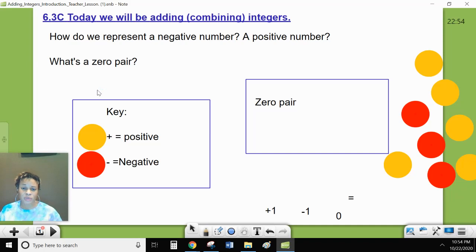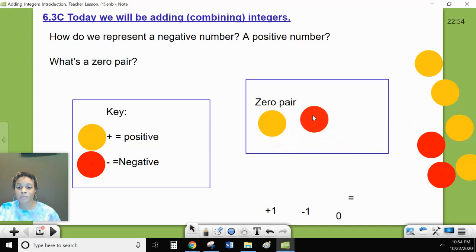There's also something else we need to know. When we combine a red and a yellow, something magical happens. Well, we just said that a yellow is positive, so a yellow represents a positive 1, and a red represents a negative 1. And when we combine them, a positive 1 and a negative 1, we get 0. We get 0, and it's called a zero pair. So anytime you see a yellow and a red together, they combine to make a zero pair. This is information we will also need to be successful today in our problems. So let's jump right in.